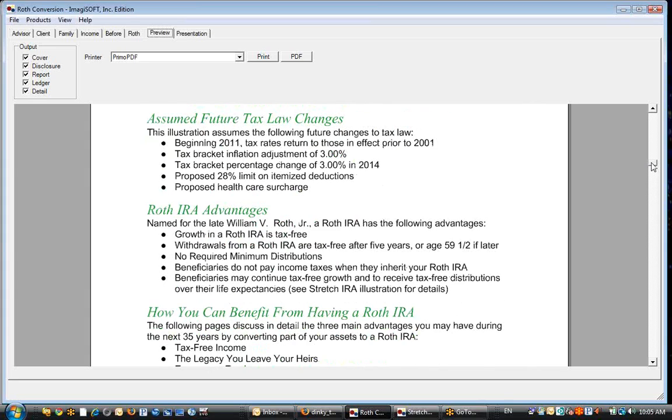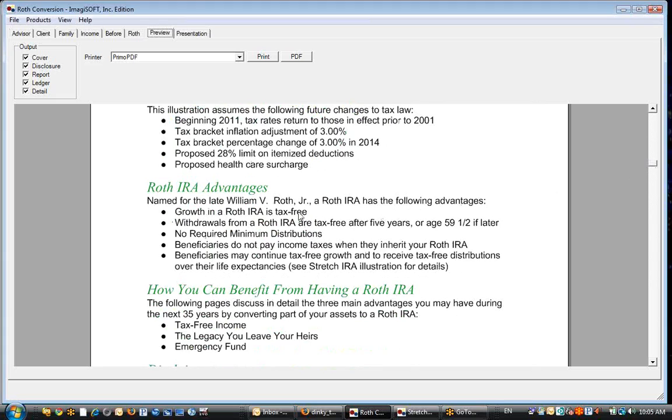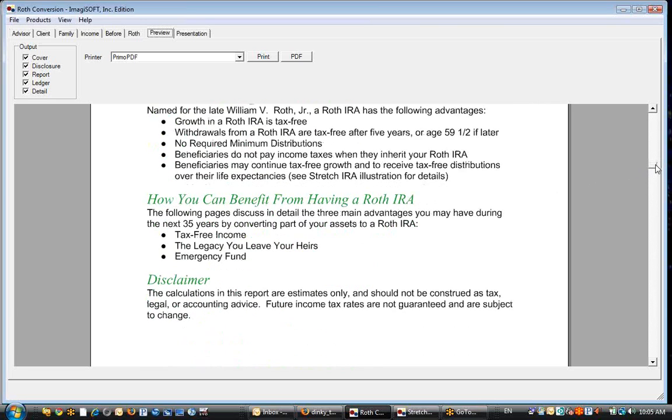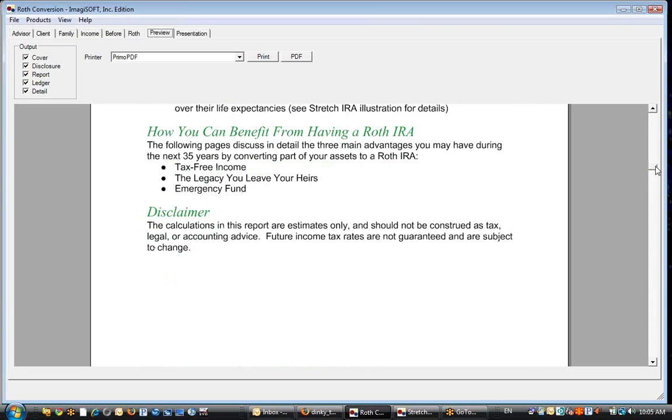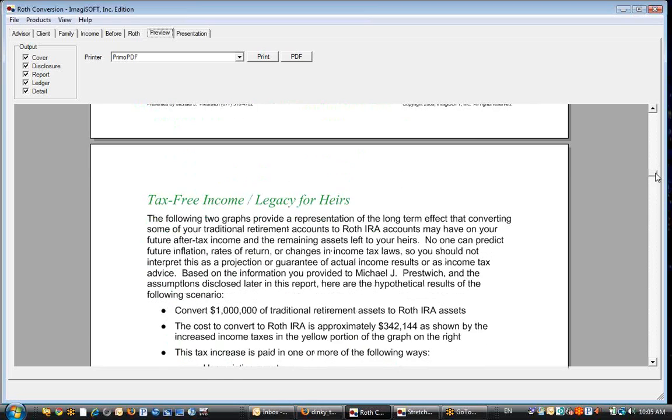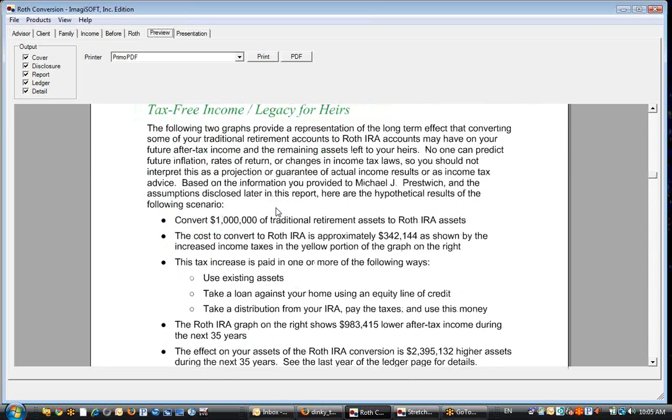So that's the assumptions we're using. And here's the Roth IRA advantages, and most financial advisors know what that is. And can you benefit from having a Roth? Well, the pages that come in later will discuss that. So here is the tax-free income and legacy for heirs.